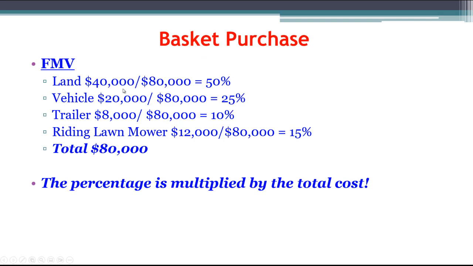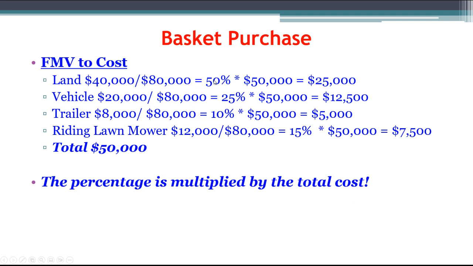So let's see how this works. We know the total fair market value of all 4 assets is $80,000. So for each asset individually, we take its own fair market value divided by the total. Land, for example, was 50% of the total fair market value. The vehicle made up 20 out of 80, 25%, and so on and so forth. Now that we have these percentages, 50, 25, 10, and 15, they add up to 100%, we can multiply that by the total cost.